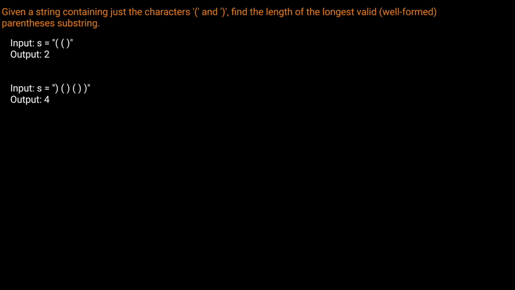Alright. Given a string containing just the characters left parenthesis and right parenthesis, find the length of the longest valid well-formed parenthesis substring. So for example, if we're given this input s as left parenthesis, right parenthesis, obviously we can see that this is the longest well-formed pair, where well-formed means that every left parenthesis is closed by a right parenthesis, which also comes after it, right? We can't have a left parenthesis that's closed by a right parenthesis that comes before it.